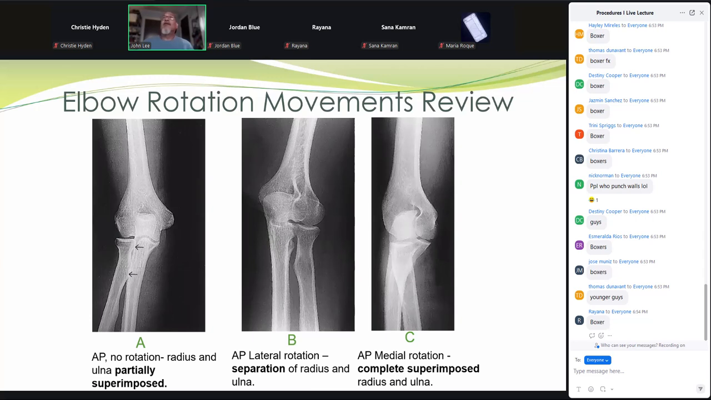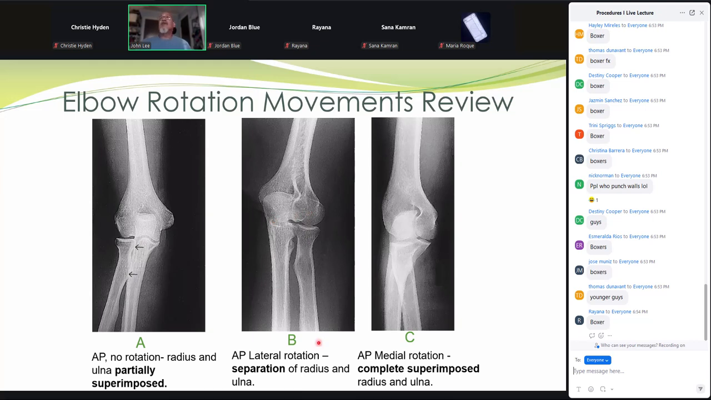So for elbow rotation and movement review, if you have to do a 3-view elbow or even a 4-view elbow, remember that with the AP, we've got no rotation, and so that line that goes through the epicondyles should be sitting parallel to the IR. That will result in a slight superimposition of the radius and the ulna as they come together here.